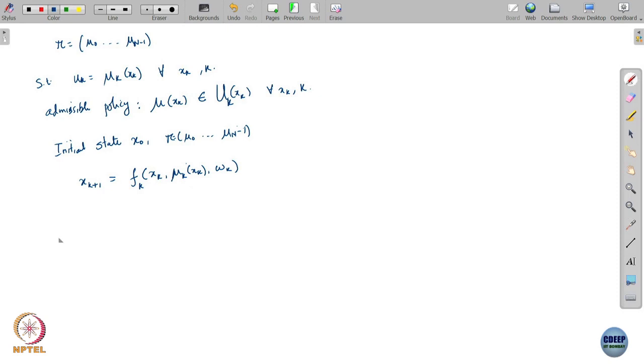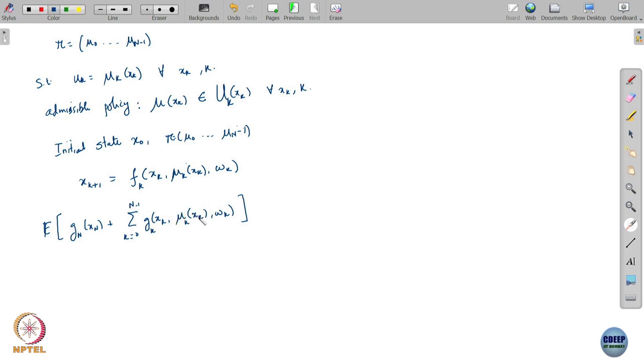After this substitution, essentially what one can do is you can do this substitution everywhere. In fact, you can do this substitution even in the cost function. If your cost function was g n of x n plus the sum of g k of x k, u k, w k, I have replaced the u k there by simply mu k of x k.